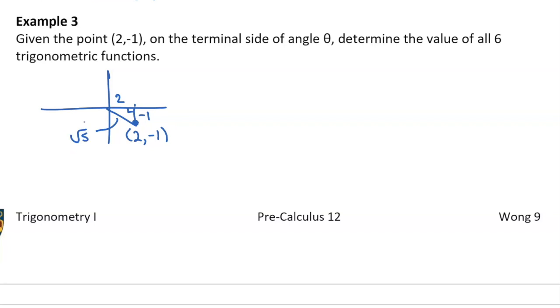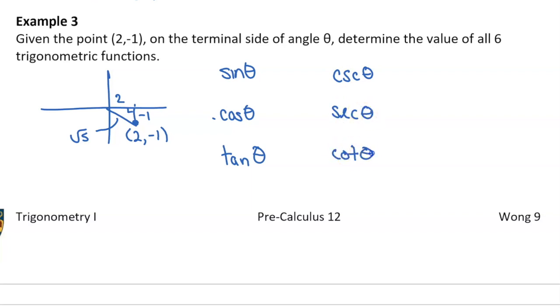And they want you to find out what sine, cosine, tan, and then each of their cousins, so cosecant, secant, and cotangent. So if you pair them up like that, it's going to be a little bit more efficient when you calculate them. So sine from our reference angle right here would be opposite over hypotenuse. So if you go right there, you'd have negative 1 over root 5.